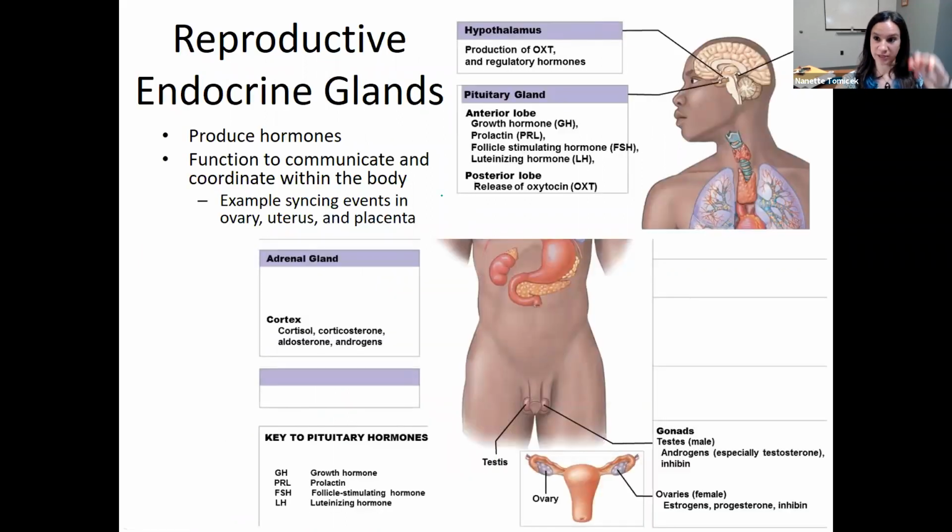Okay, let's work our way a little bit further down the body and check out some of these other hormones that are of interest to us. The adrenal glands will get a brief mention, specifically when we start talking about reproductive senescence and aging. As we get older, the testes start to decrease their testosterone production. The ovaries flat out stop producing estrogen at menopause, which is about age 50.